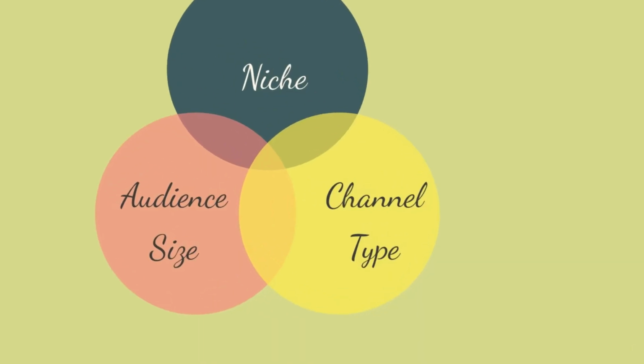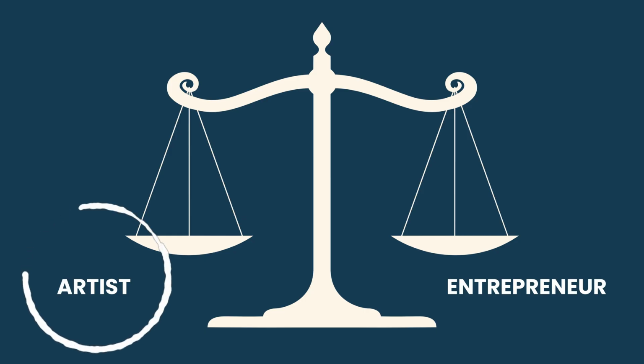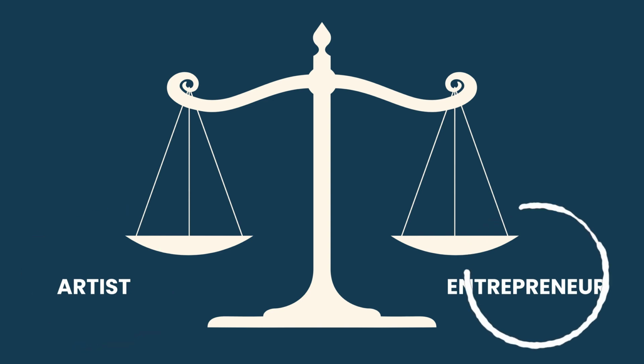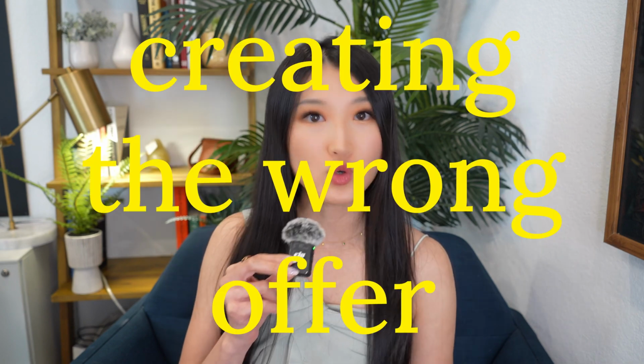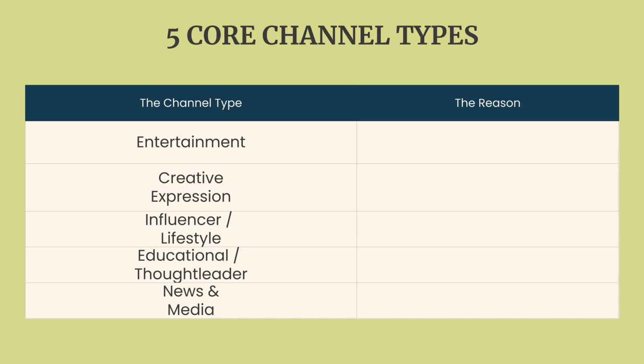Now, the first thing we need to figure out is, what is your channel type? We want to understand what type of creator you are. Are you creating purely for expression, or are you creating for expression and income? The way someone finds you and why they would follow you sets the tone for what type of monetization makes the most sense. If you don't understand the emotional reason why someone will follow you, you are at risk of creating the wrong offer. So let's break down the 5 core channel types.